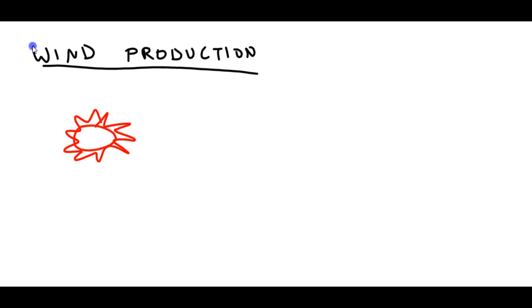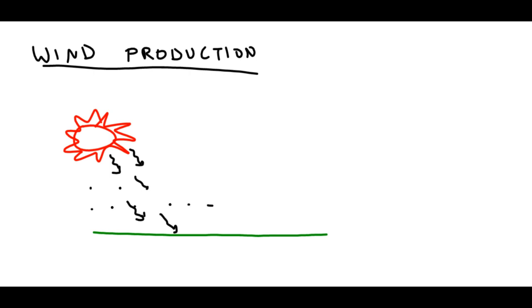The sun sends electromagnetic radiation, and let me make the EM radiation black. EM radiation is sent from the sun. It strikes the Earth, the ground, and on the way passes through air particles.